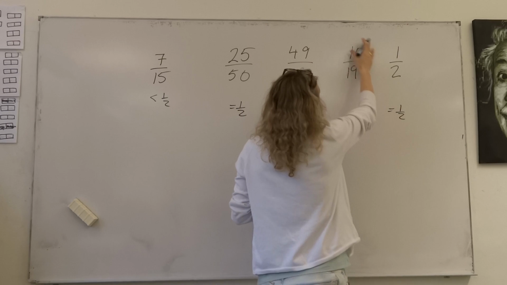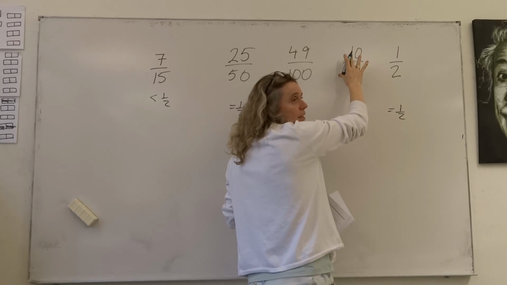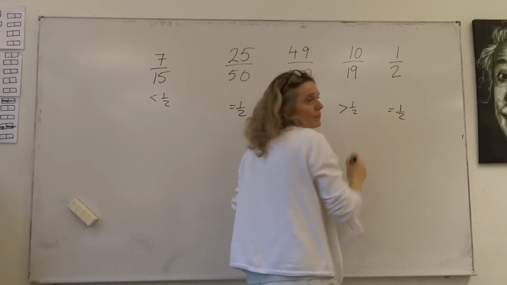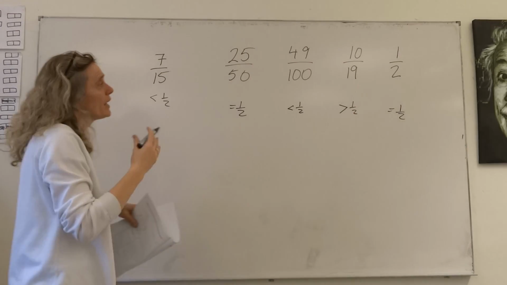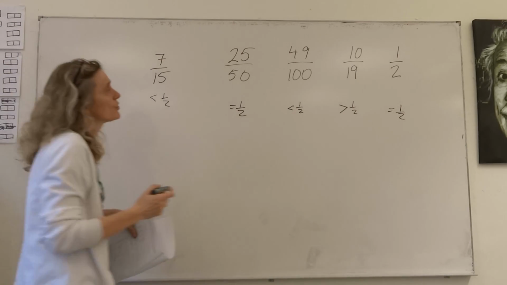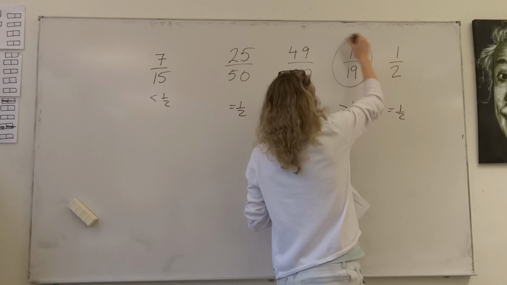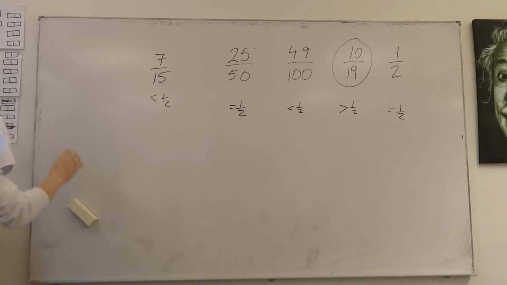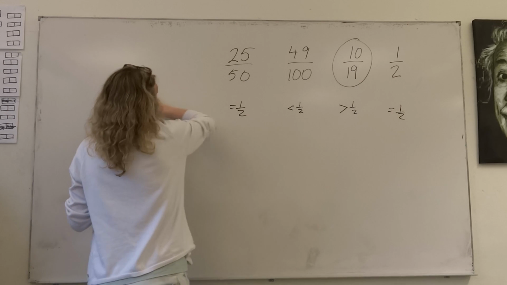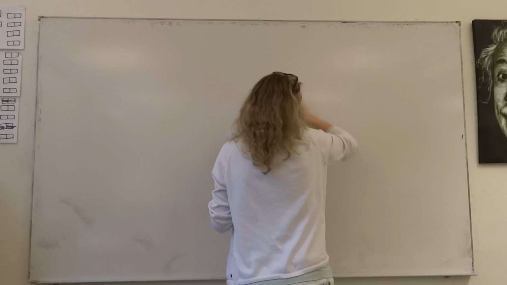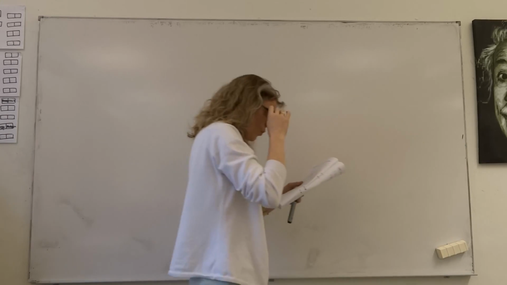And then we have 10 19ths. 10 19ths is slightly more than a half. Only just. But 9.5 over 19 would be exactly a half, and this is 10 over 19. So this is the largest one. There's only one that's slightly more than a half. All the others are either a half or less than a half. So you don't need a calculator for that, just look at the fractions and decide what number they are close to.